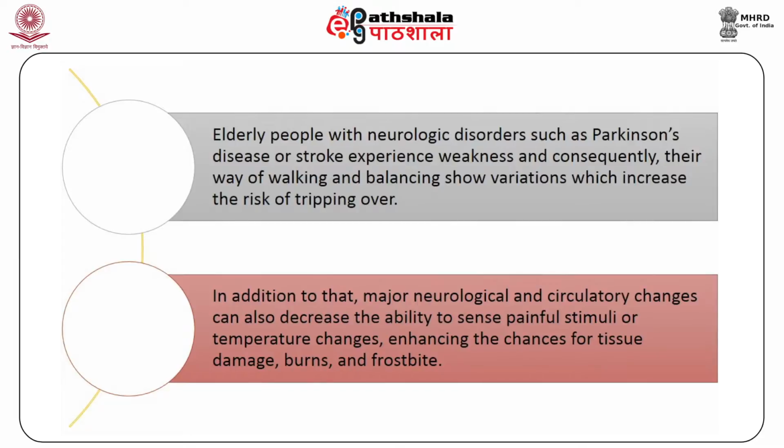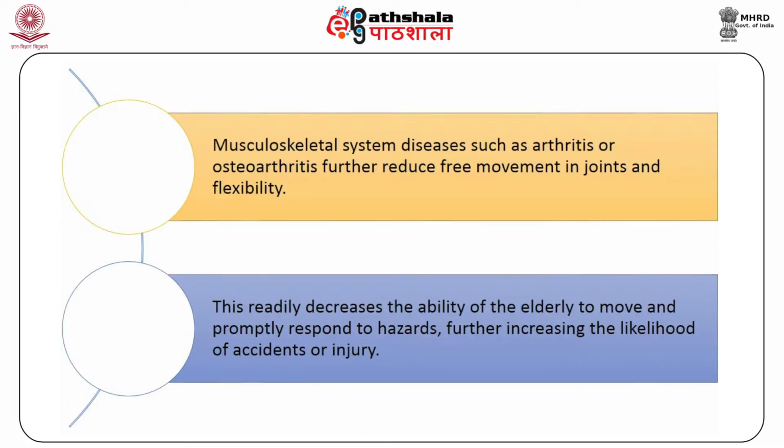In addition to that, major neurological and circulatory changes can also decrease the ability to sense painful stimuli or temperature changes, enhancing the chances for tissue damage, burns, or frostbite. Musculoskeletal system diseases such as arthritis or osteoarthritis further reduce free movement in joints and flexibility. This readily decreases the ability of the elderly to move and promptly respond to hazards, further increasing the likelihood of accidents or injury.